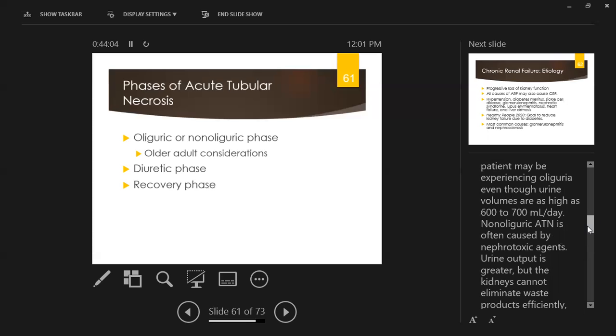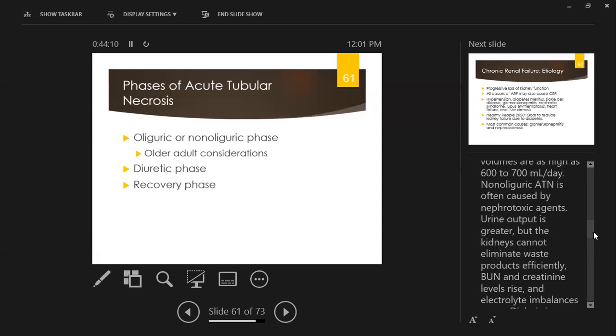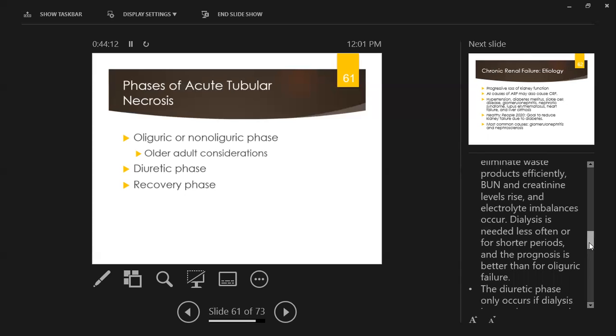Non-oliguric acute tubular necrosis is often caused by nephrotoxic agents. We see a huge output of urine, but the kidneys are not able to actually eliminate the waste sufficiently. So even though we have a lot of urine being produced, the glomerulus isn't doing its job of filtering. So we have high levels of BUN and creat in the blood. We may have electrolyte imbalances. Dialysis would be needed for this, less often and for shorter periods, and the prognosis is a lot better than for oliguric failure.